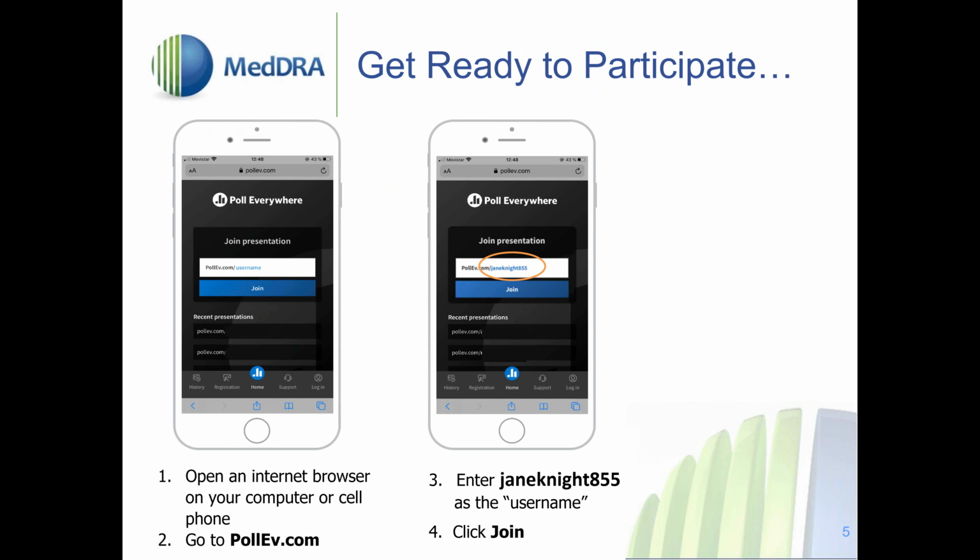This is what I mean by the interactive polling. This is Poll Everywhere, the application that we use, and you can access it using an internet browser, either on your computer or on your cell phone. You need to open an internet browsing session, and into the URL field, you type pollev.com, and then it'll ask you for a username.